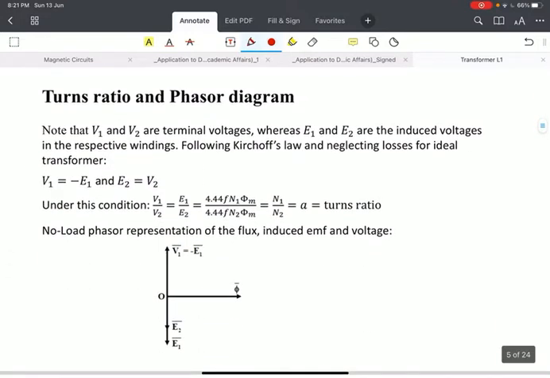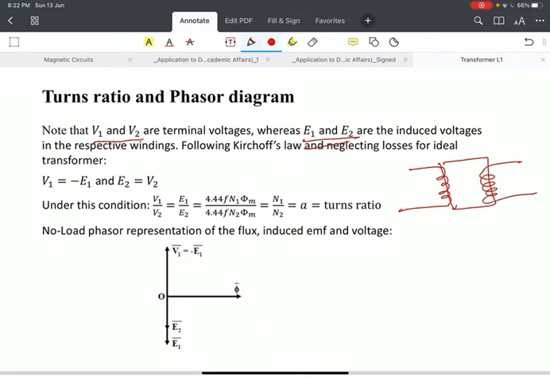So let us see what the turns ratio and the phasor diagram of the transformer are. So we know that V1 and V2 are the terminal voltages, and E1 and E2 are the induced voltages. So this is a transformer, this is the core.